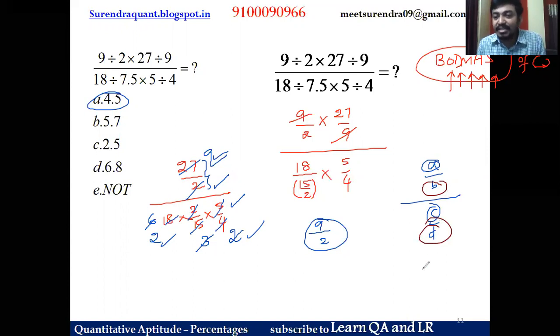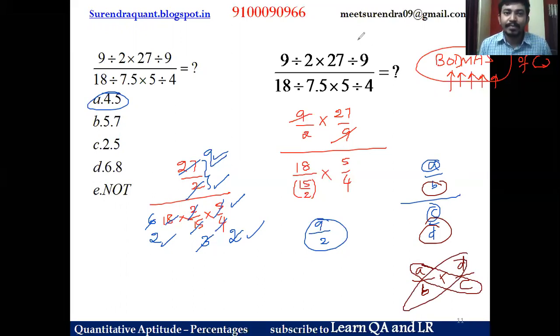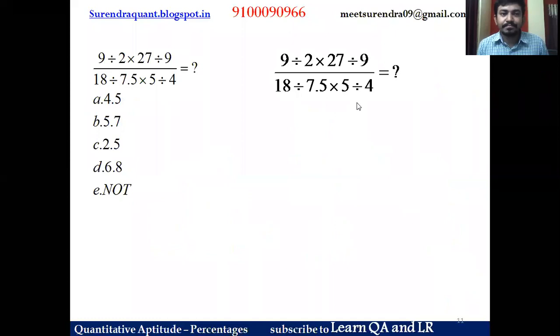Why am I doing this? Because when I invert this denominator fraction, this becomes D by C, right? So the division existence will be there between A and C and between D and B. So please be careful in this aspect. Let's go for the next question.